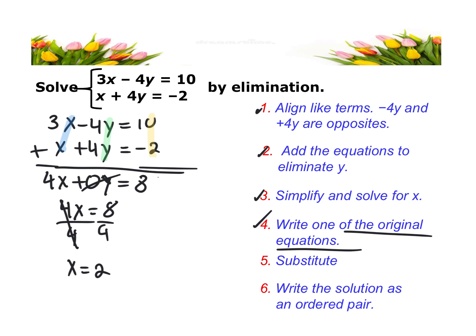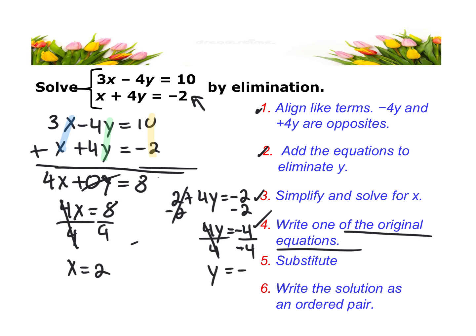So I'm going to grab that 2, and let's say I'm going to plug it into here. Again, it doesn't matter which equation you plug it into, as long as it's one of the originals. So I'm going to go ahead and do 2 plus 4y is equal to negative 2. I'm going to subtract 2 on both sides to get 4y is equal to negative 4. Divide by 4, divide by 4. And we get y is equal to negative 1.